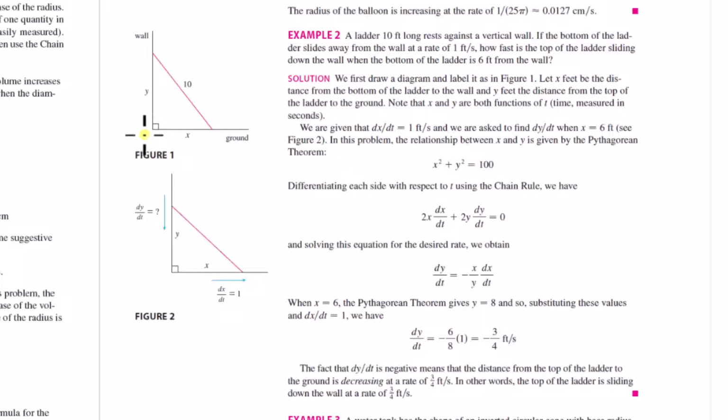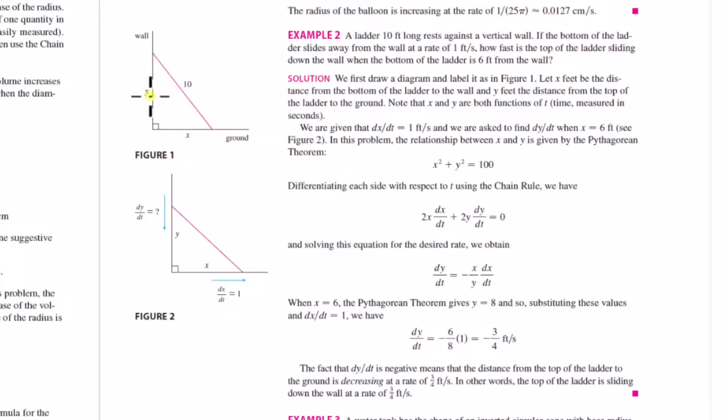So we've got the rate of change of something that we know. It says that the ladder slides away from the wall. It's sliding in this direction at a rate of 1 foot per second. That's how fast this x is changing. So consequently, this point is sliding down the wall. How fast is this sliding down the wall?